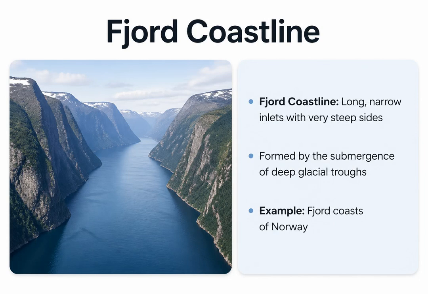A fjord coastline is formed in a similar way but involves ice instead of rivers. In regions heavily eroded by massive glaciers, deep U-shaped valleys are carved below sea level. When the ice melts and the sea rushes in, it creates fjords, long, narrow inlets flanked by incredibly steep, towering rock walls. The coast of Norway is world famous for these dramatic fjords.